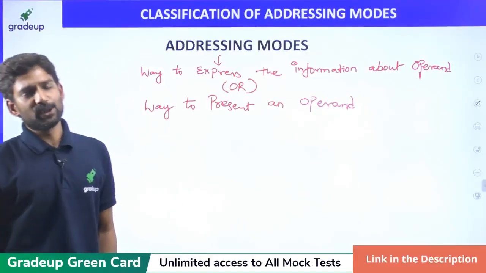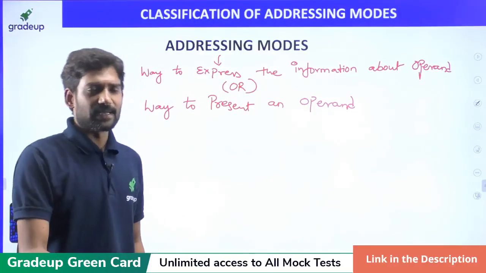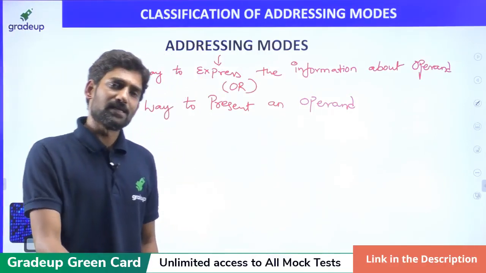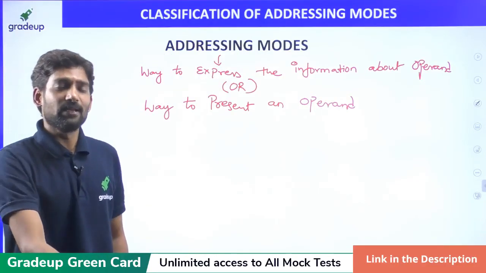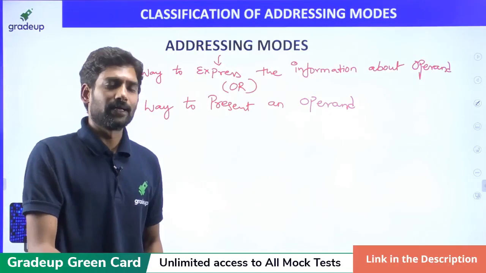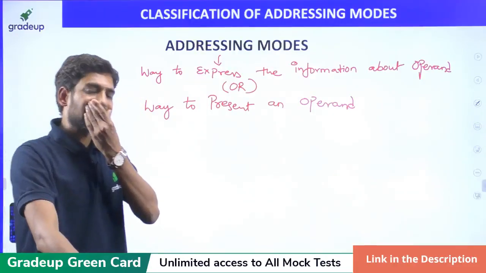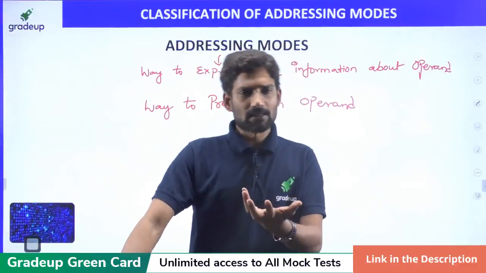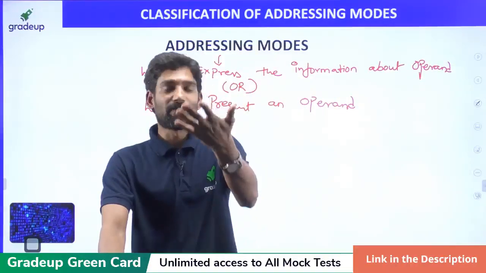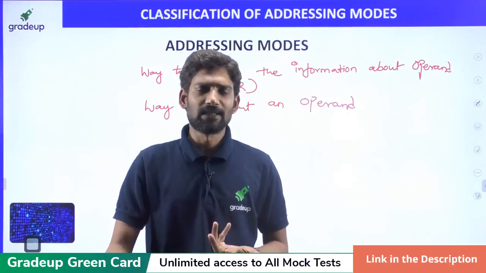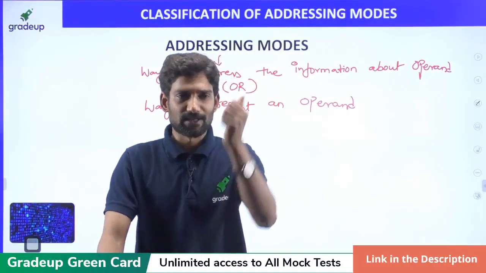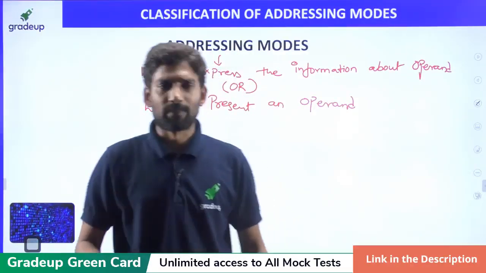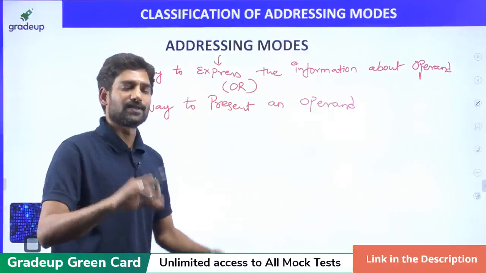How do you present your operand? You may present it with its address, you may present it with its register, you may present it as a value. There are many ways to present. Like if you ask the same address to 4 persons, they will say the same address, but the way of expression would be different, isn't it? That way of expression is what we call as mode. So how do you represent your operand? That is called addressing mode.